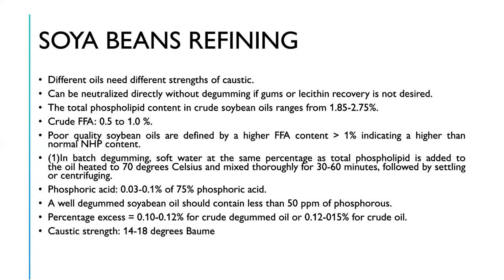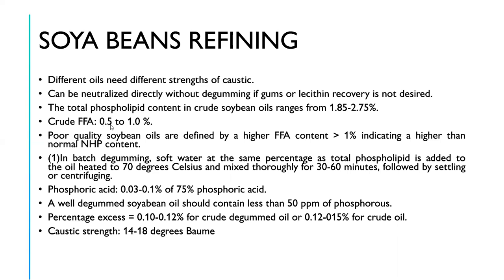What about soybean refining? Different oils need different strengths of caustic. It can be neutralized directly without degumming if gums or lecithin recovery is not desired. Therefore, if you don't have any market for your gums, you can just refine soybeans as they are without the degumming process, which means your first step will start with the alkali refining, or you combine the degumming process with the alkali refining. The total phospholipid content in crude soybean oil ranges from 1.85 to 2.7%.